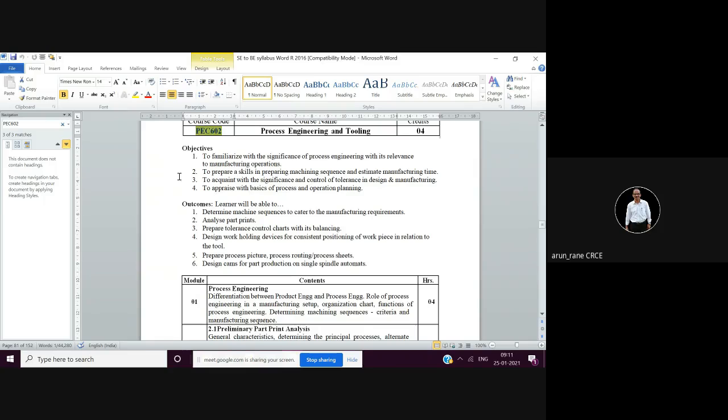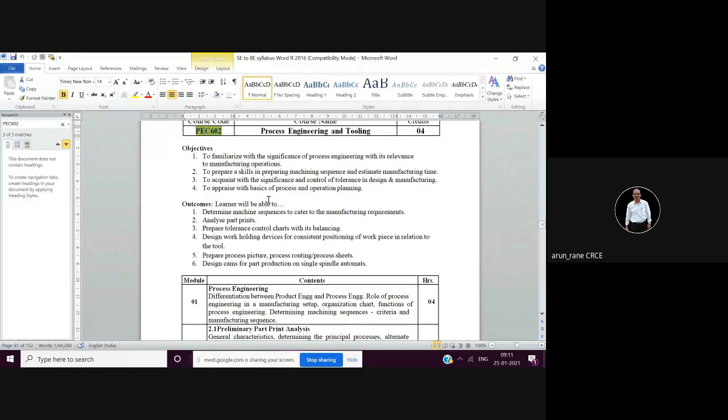So this is what your objective is. At the end of this course, you should be able to do this. That is what the success of this course is, and it's really a core subject. Then you must also be aware of the basics of processes and operation planning.